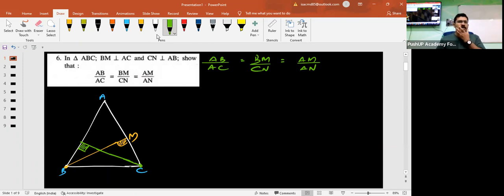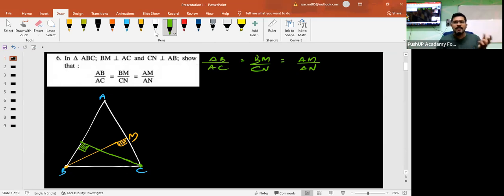Now, we have to show AB upon AC, BM upon CN, and AM upon AN are equal, right? Now, how to show that? See, children, which chapter are we learning right now? We are learning similarity, isn't it? So, first of all, we need to decide which triangles to take for reference so that we can show them to be similar. And once we show that they are similar, we can write the ratios of corresponding sides in proportion, right? So the most important thing is deciding which two triangles to take.